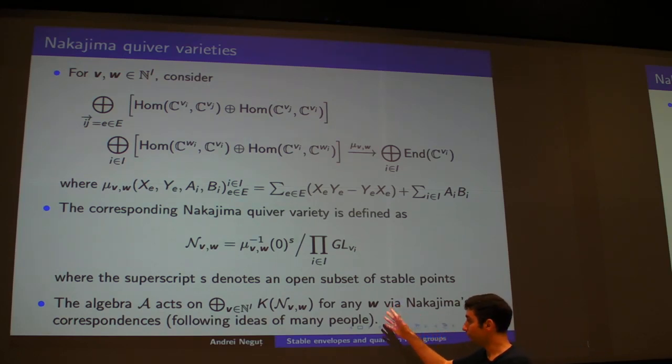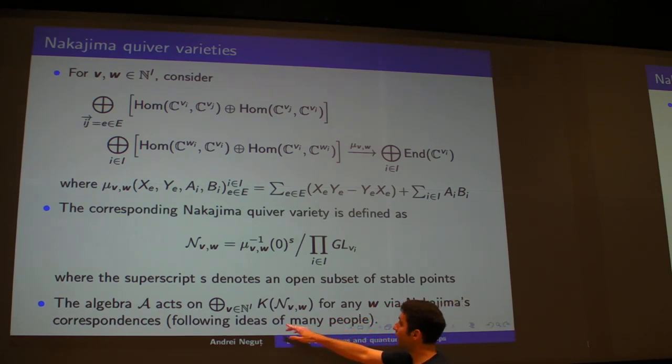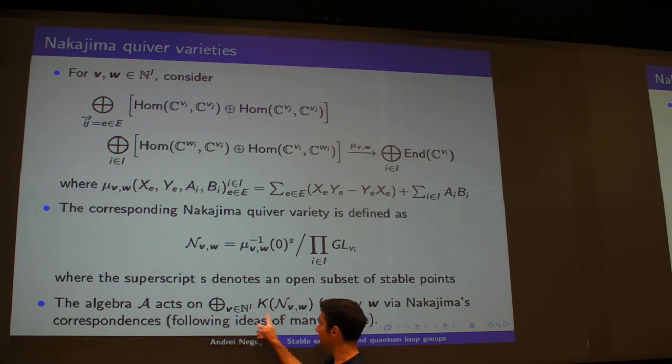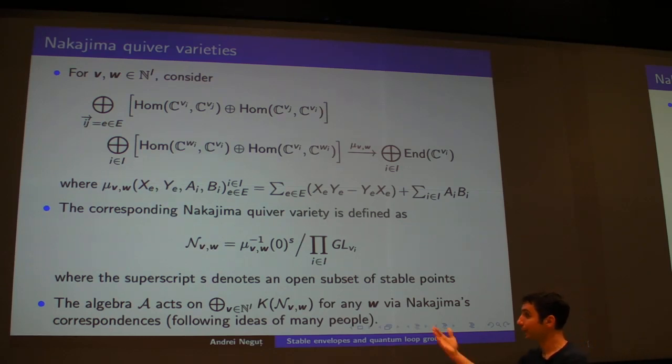So, in other words, fix W, then you get an action of A on this thing for a fixed W, but V is allowed to run in this direct sum. So basically, you get a collection of representations of A which are indexed by W. And this action is very explicit. It is given in terms of Nakajima's correspondences.